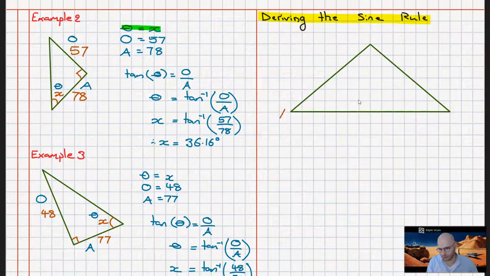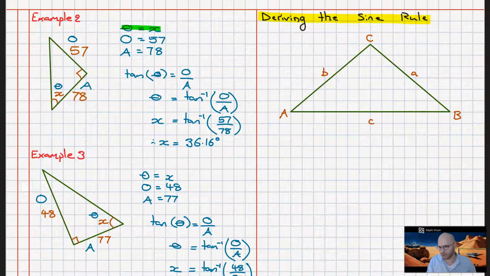So I'll call this angle here angle A, and therefore this side must be lowercase a. This angle over here will be B, and therefore this side is lowercase b. And finally, this angle up here is C, and the one down here is lowercase c. Now, using our sine, cosine, and tangent ratios, we would not be able to easily analyze this triangle, but rather, we're going to do a transformation first.